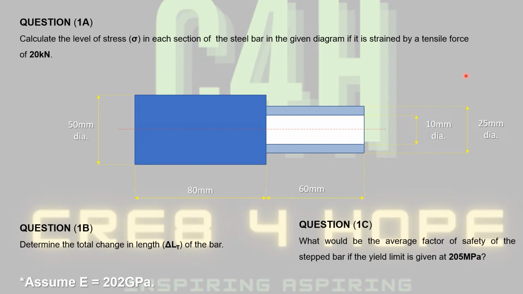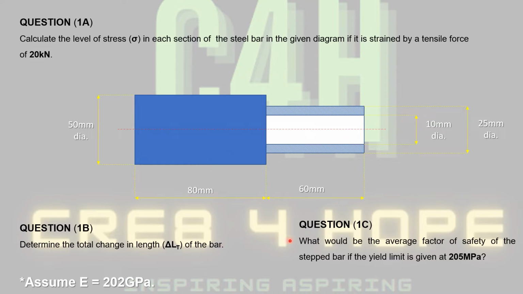So question 1a reads, calculate the level of stress in each section of the bar in the given diagram if it's strained by a tensile force of 20 kilonewtons. That will be axial to the axis of the component. Question 1b, determine the total change in length.